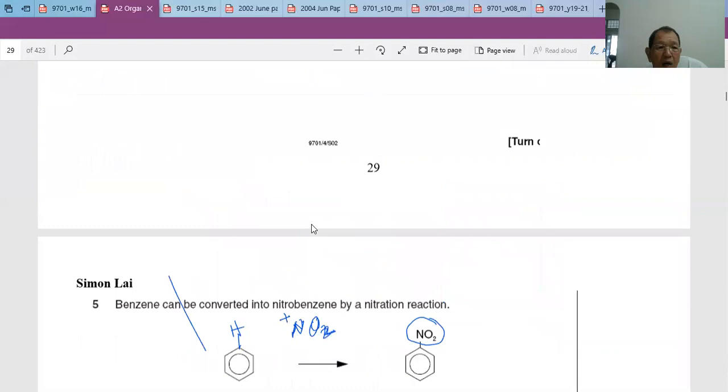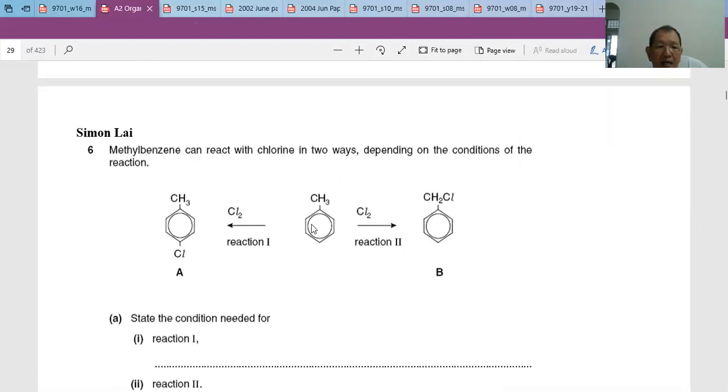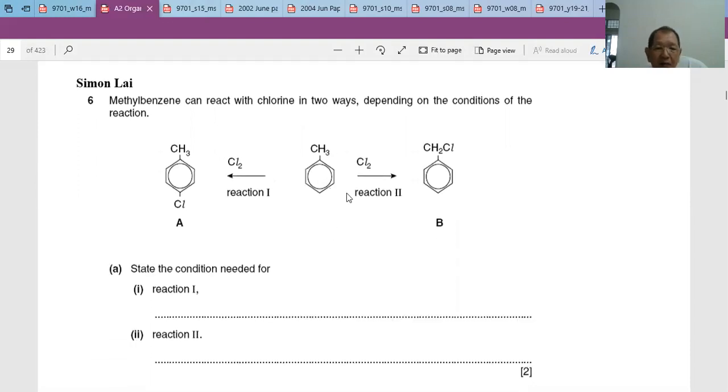All right, we did the first one here. Now here, typical reaction. Methylbenzene can react with chlorine in 2 ways. Why 2 ways? Because I put the cursor here first, otherwise I cannot get the position. This is a side chain, and we have the nucleus or the ring. So the first one is going to the ring.